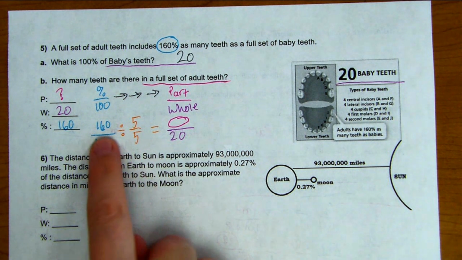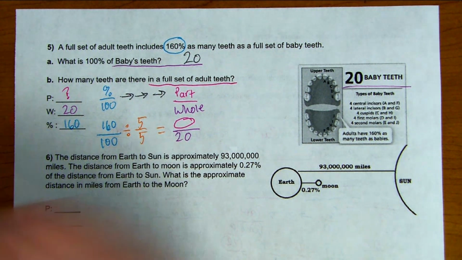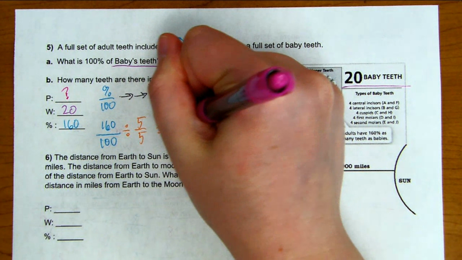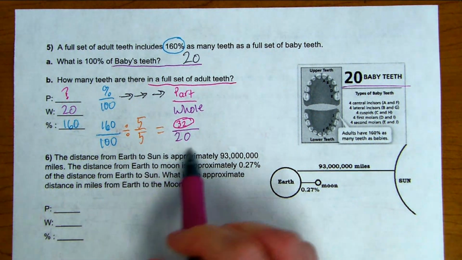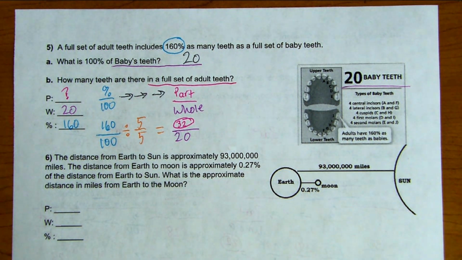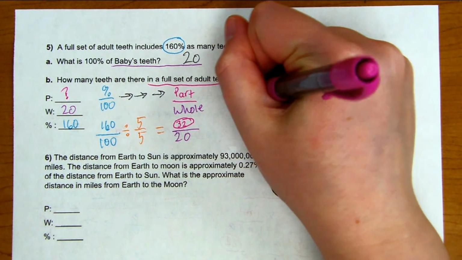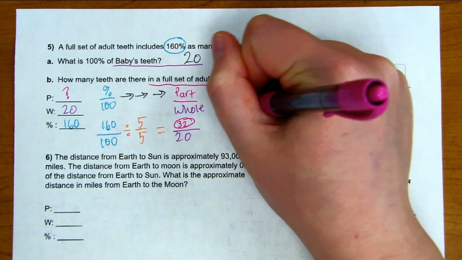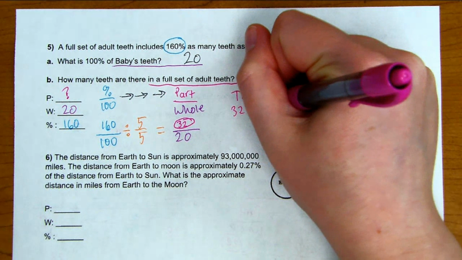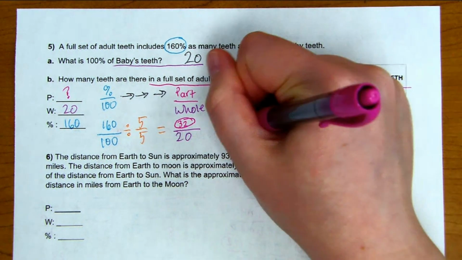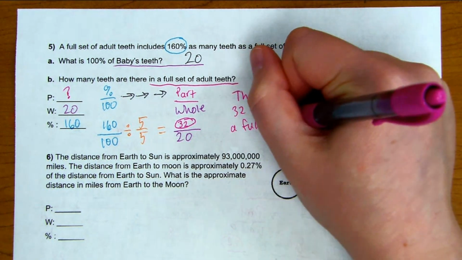If we divide 160 by 5, we'll end up getting 32. And if we divide 100 by 5, we'll end up getting 20. So we can say there are 32 teeth in a full adult set.